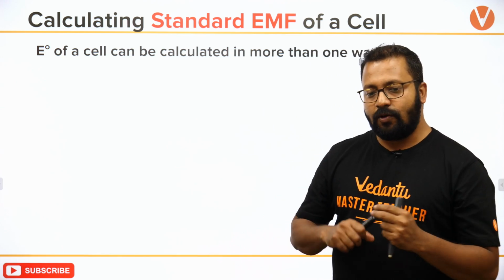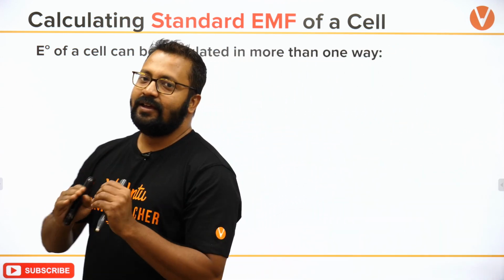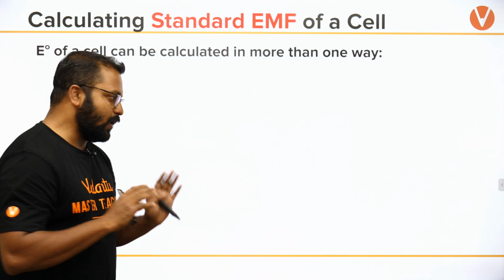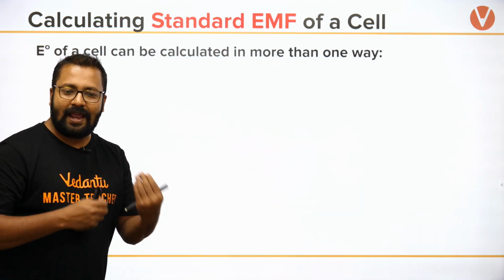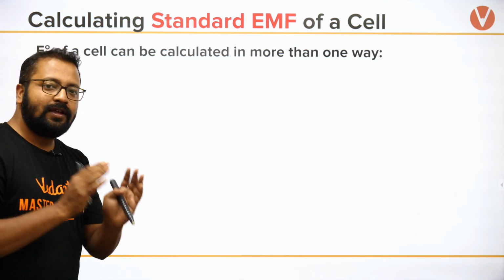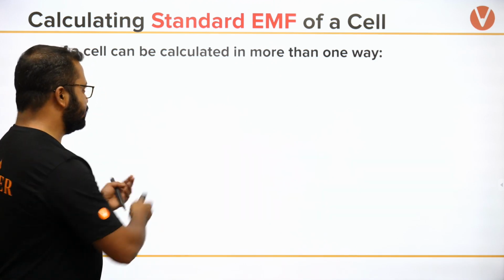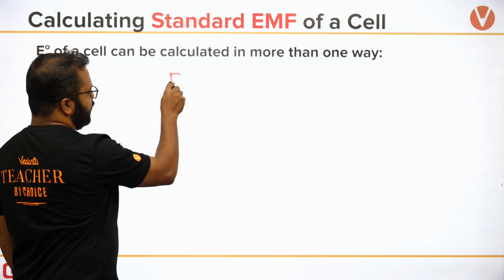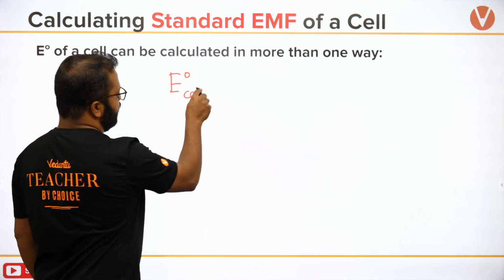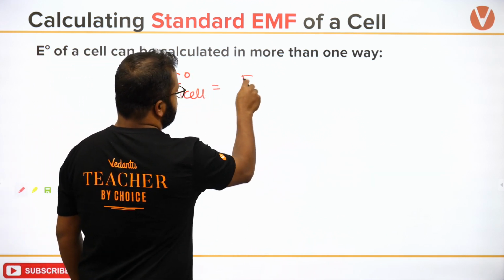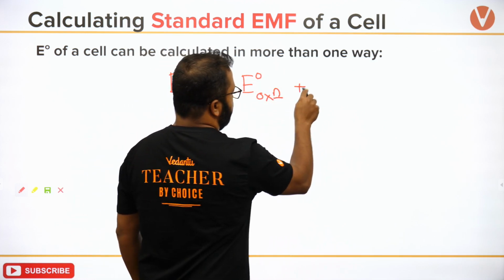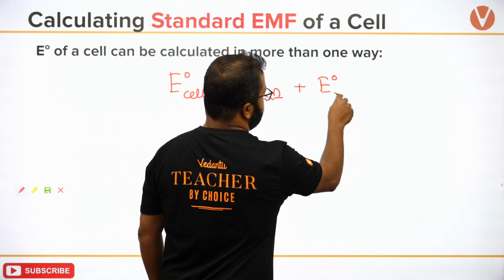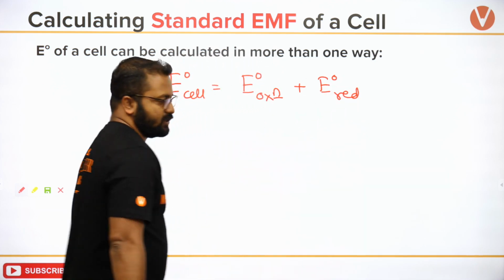To calculate E naught, we use certain equations. So remember this. To calculate this, how do we do that? Somebody asked, so I will write something like this. E naught of cell can be written as E naught of oxidation plus E naught of reduction. I will write it like this.